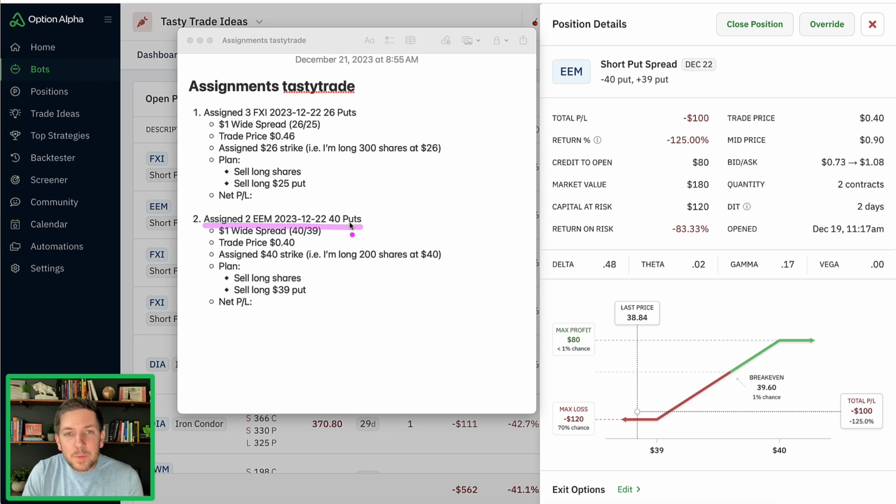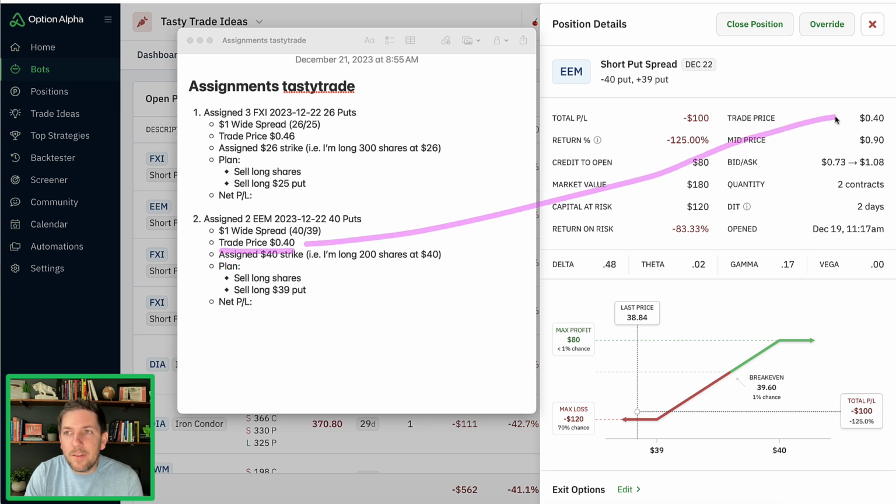So I have this position that I was assigned. I go in here and I can see that the original position was a $1 wide 40/39 put spread. I can see that right here, actually. I have a short put spread. It's only $1 wide. I know my max loss is $120 based on when I got into the contract, the width of the strikes, and how many contracts I got into. So I know all of those critical data points before I go in and override the position.